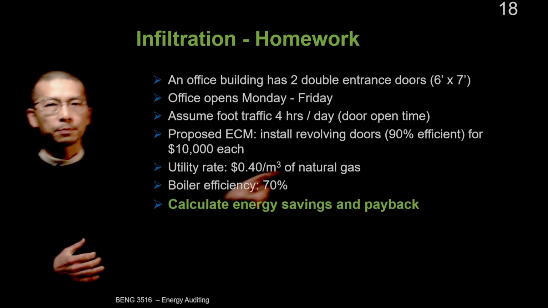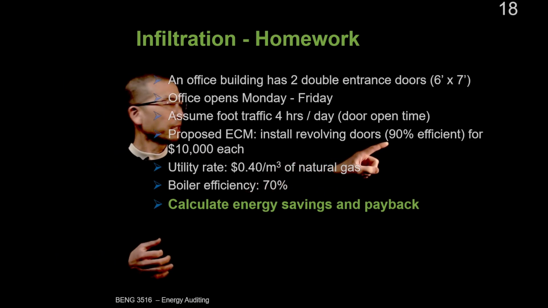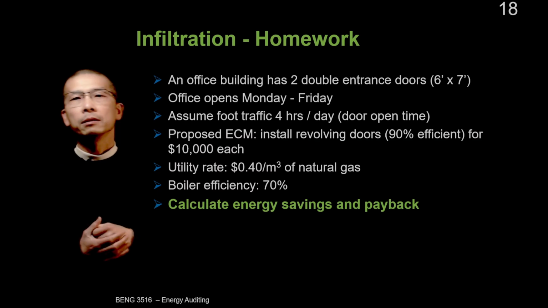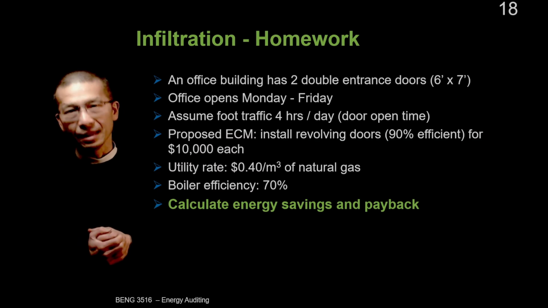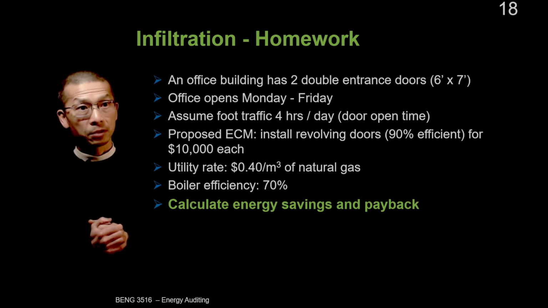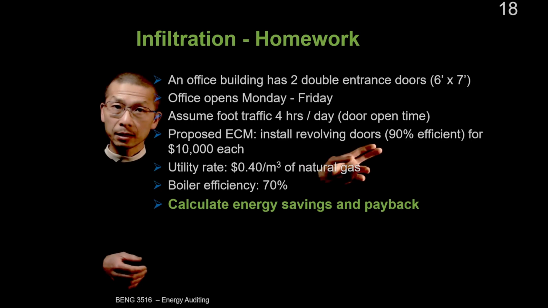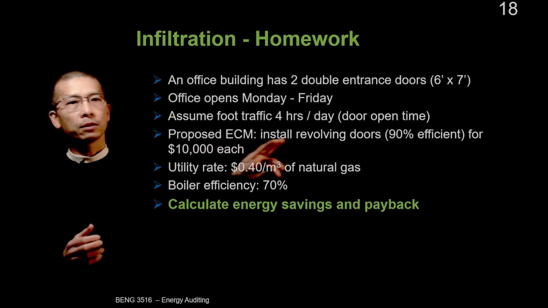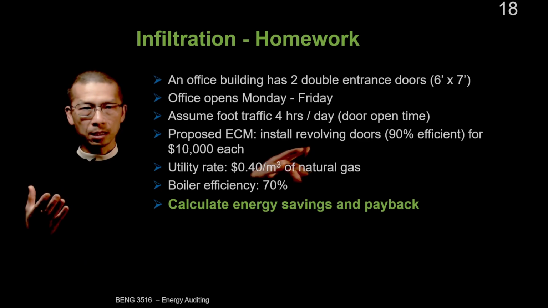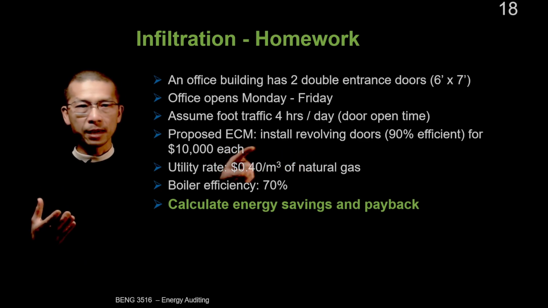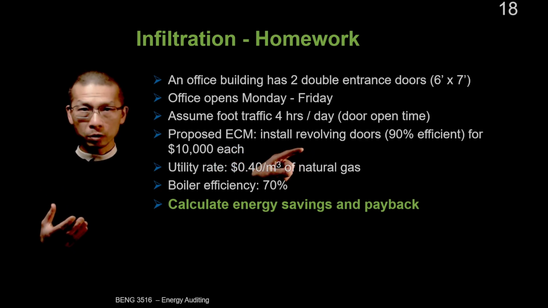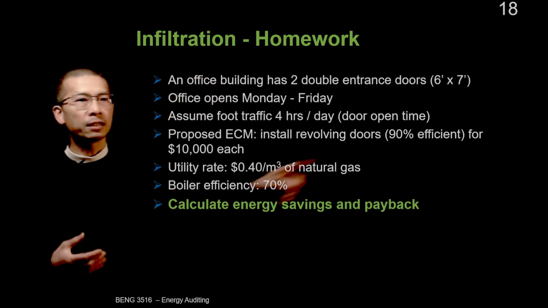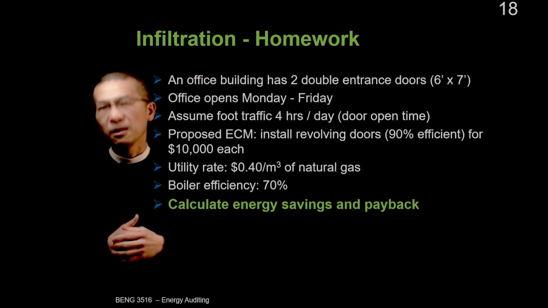Now, just to point out, if it says 90% efficient, it means it will reduce the heat loss by 90%. So instead of 100% annual heat loss, now by doing the energy conservation measure, the revolving doors, then from 100% it is reduced to only 10%, because it's 90% efficient.